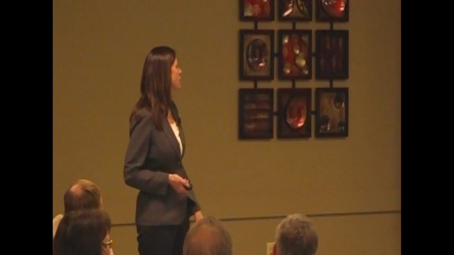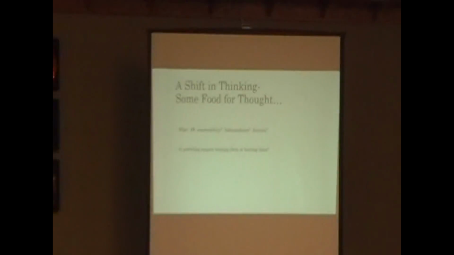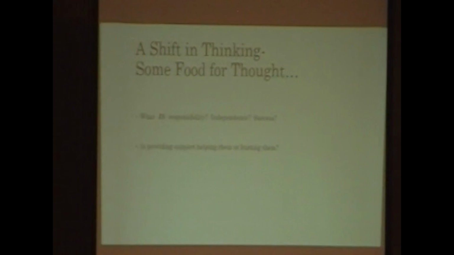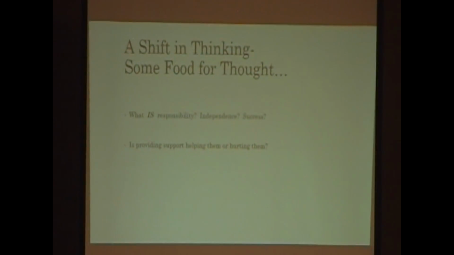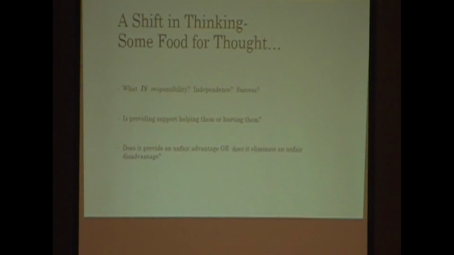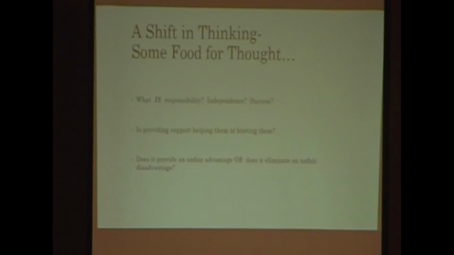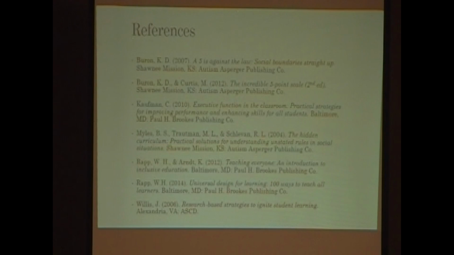So rethinking what responsibility, independence, and success is, and how we can support students rather than come up with all of these barriers that we put in front of them might hurt them from going into the field that they want to go to. And thinking about, you know, doing all of these different things for folks. Are we providing an unfair advantage for some, or just removing an unfair disadvantage that they used to have? So if you provide all of this stuff for everybody, and everybody has the same opportunity to try out these different ways of doing stuff, then you're being fair. Much more fair than the opposite.